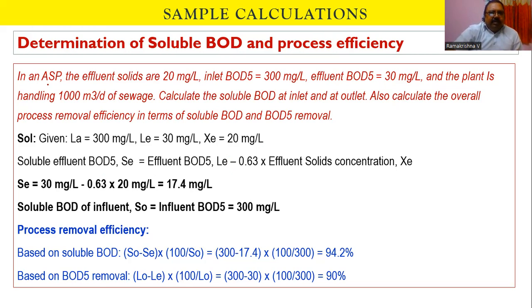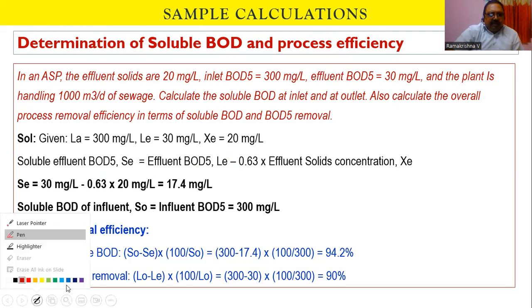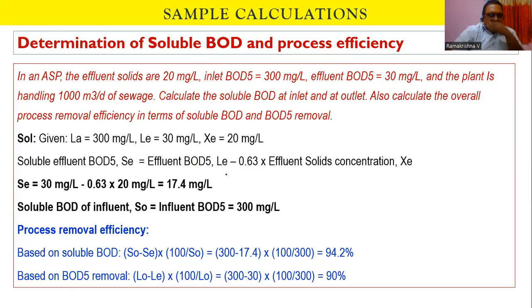In an activated sludge process, the effluent solids are 20 milligrams per liter. Inlet BOD is equal to 300 milligrams per liter. Effluent BOD5 is 30 milligrams per liter. And the plant is handling 1000 meter cube per day of sewage. Calculate the soluble BOD at inlet and outlet. Calculate the overall process removal efficiency in terms of soluble BOD and overall BOD removal.